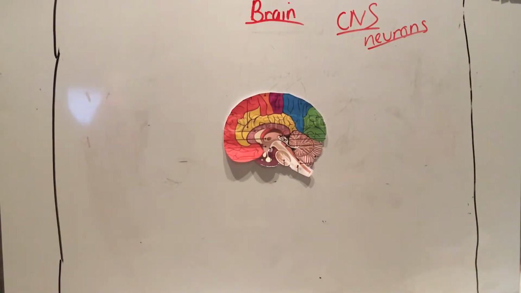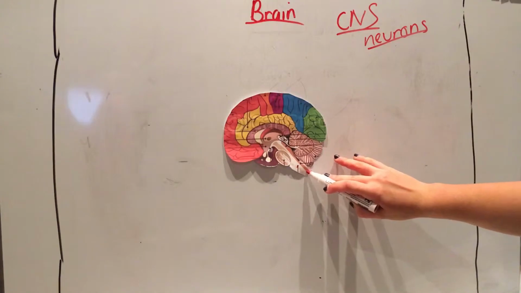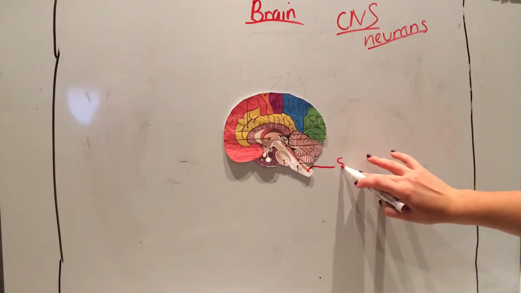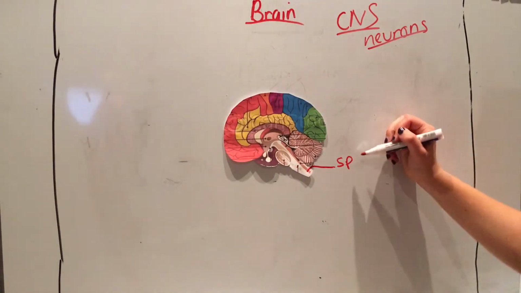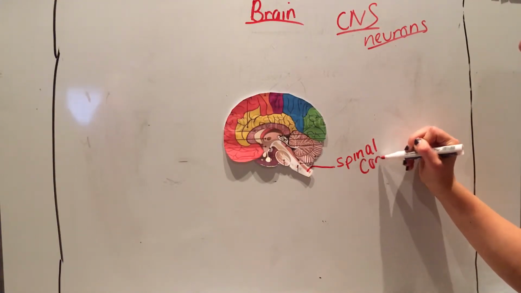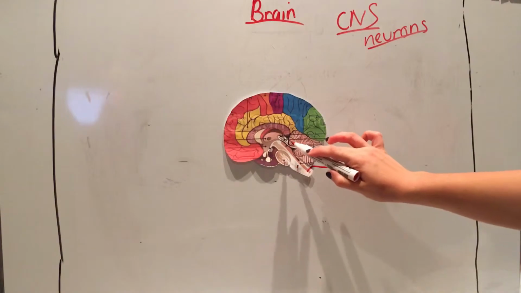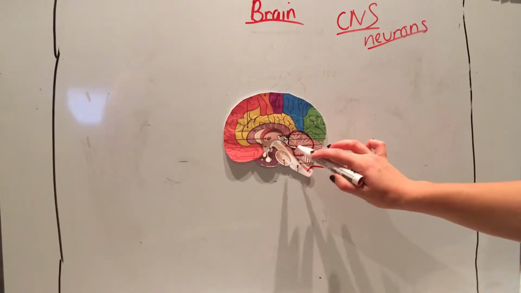Okay, so, this part of the brain, you see it? It's like a coral colour. Let me write properly. Jot this down if you can. You don't need to draw a complex brain like that. You can print one off like I did. Spinal cord.